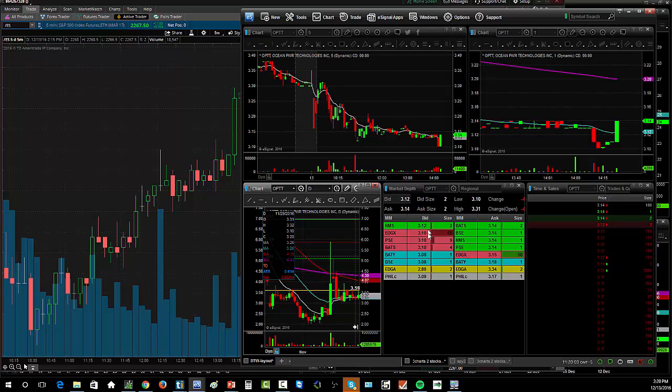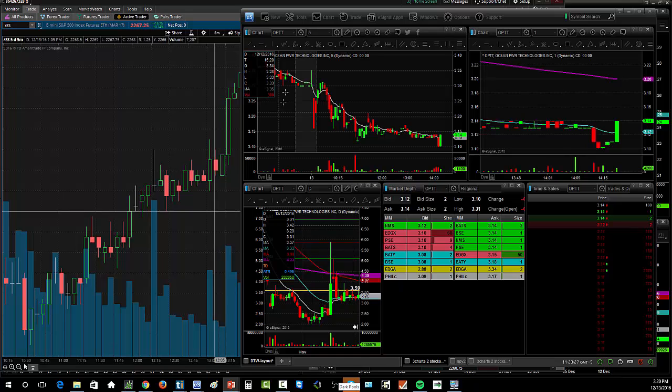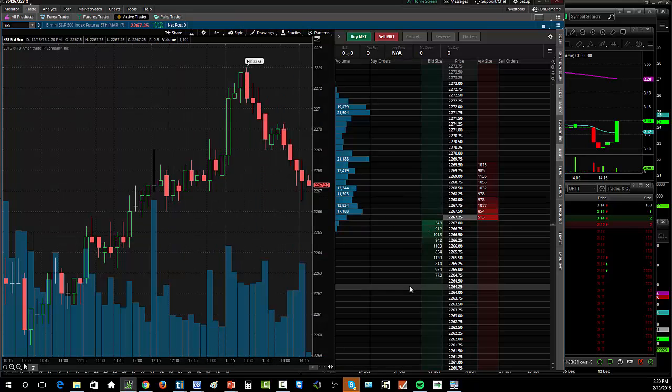Now, the way I look at level 2 is this sort of traditional way. This is E-signal, and then the examples in the slide when I start showing you live examples are on Speed Trader. And this shows you the bids on the left and the ask on the right. Now, another way of displaying this is the way TD Ameritrade does it, which is it's all in one column.